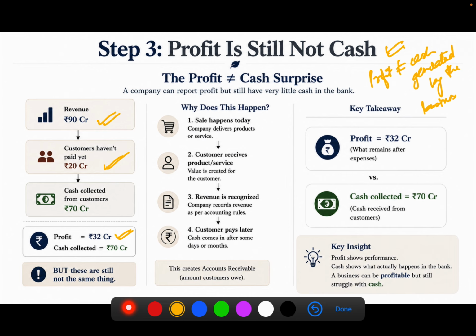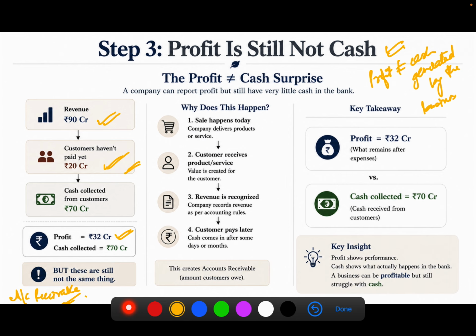Why does this happen? A sale can happen today. The customer can receive the product or service today, and the company can recognize the revenue while the customer pays later. That unpaid amount becomes accounts receivable.